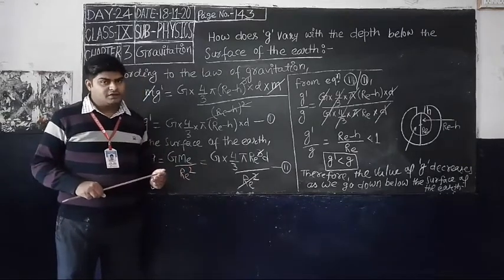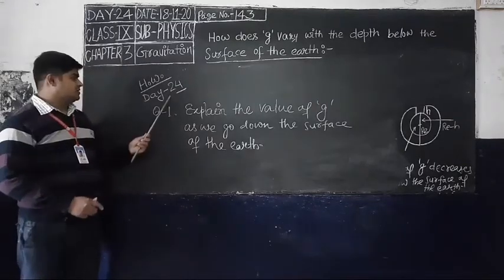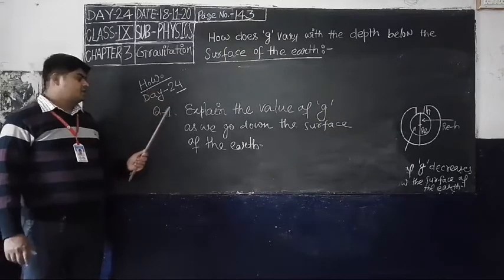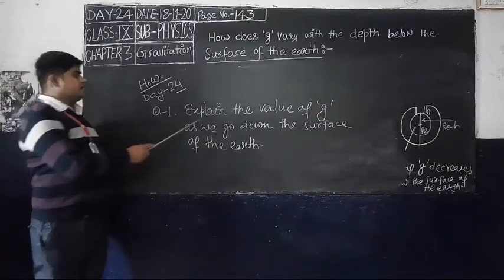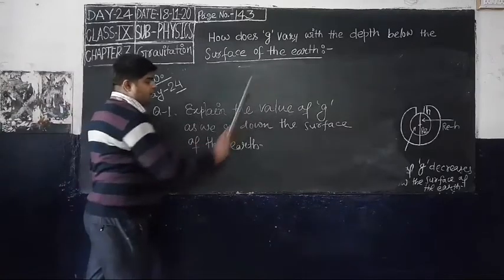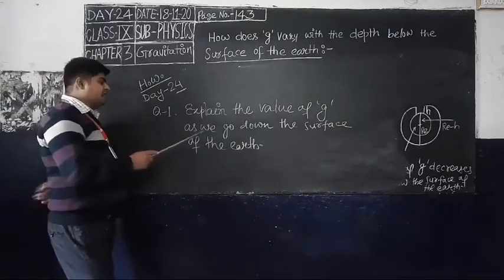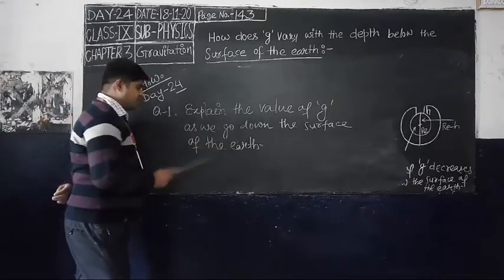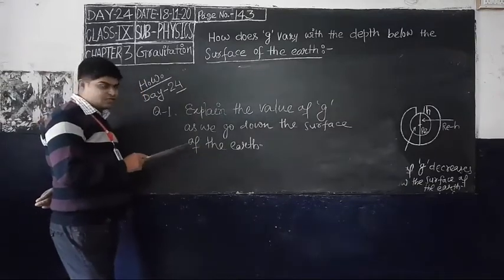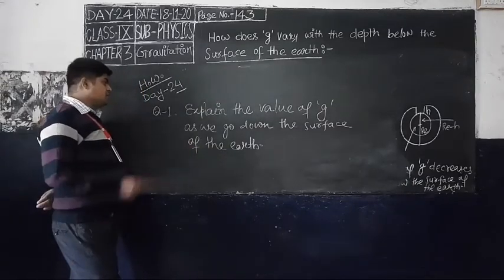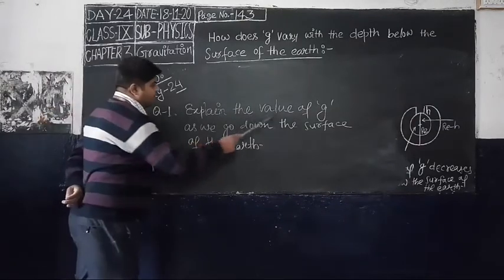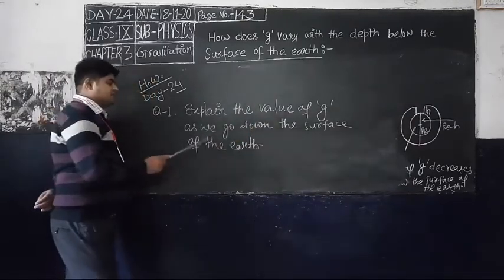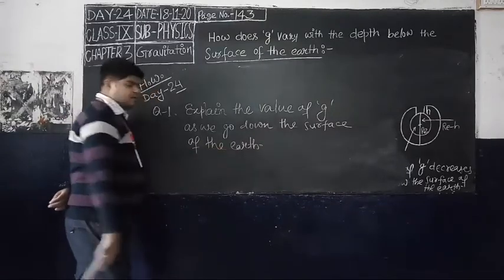Write down your homework. Students, this is your homework for day 24. Today I have given once again only one question. Question number 1: Explain the value of small g as we go down below the surface of the earth. Today I have explained this topic, so it is very easy for you. Let us see once again. Question 1: Explain the value of small g as we go down below the surface of the earth.